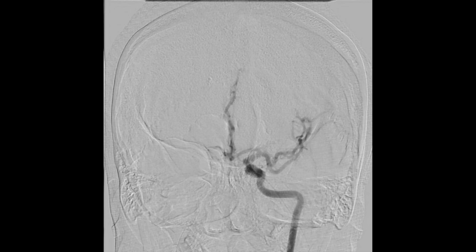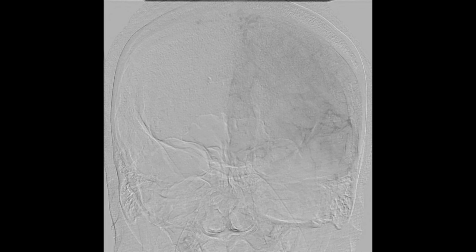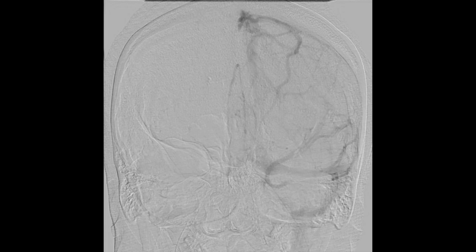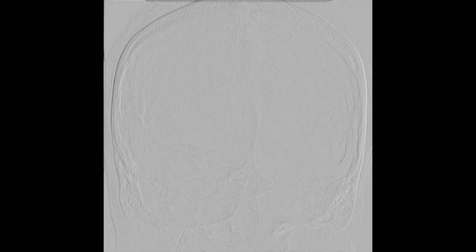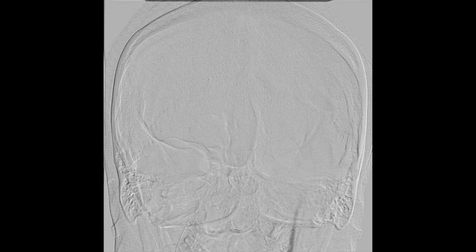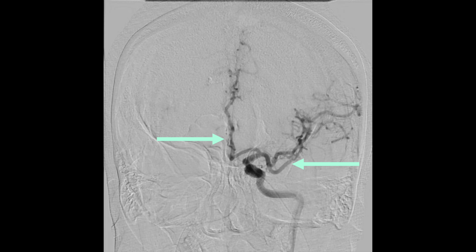Let's take a look at the blood flowing through the brain in real time. This is what we call a digital subtraction angiogram, where we inject contrast directly into the artery and watch how it flows under active X-ray. In this normal example, notice how the blood flows up the left internal carotid artery and out through the anterior and middle cerebral arteries.